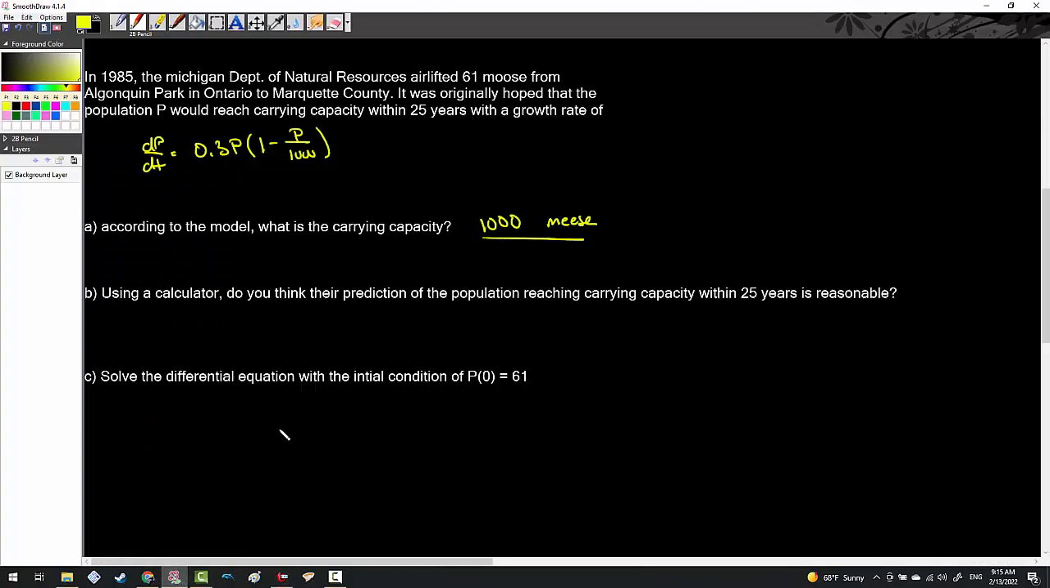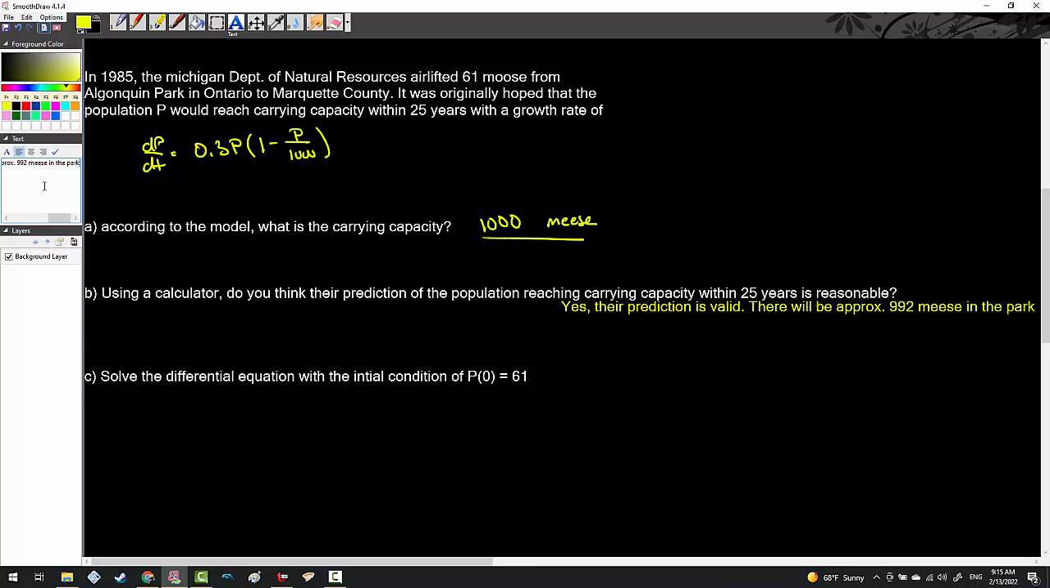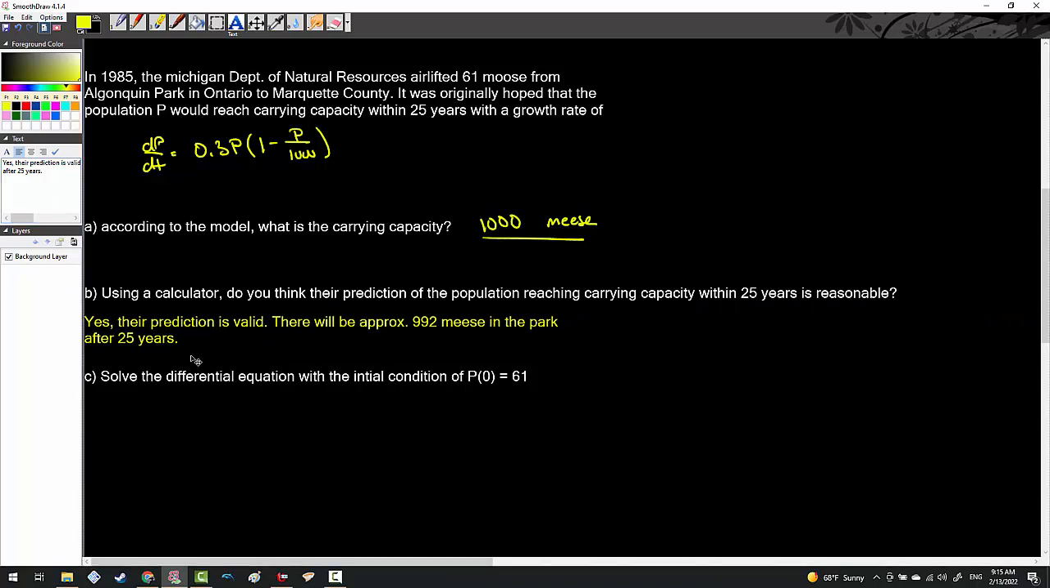So let me go ahead and write that down. I think it's very reasonable that within 25 years they would probably reach their carrying capacity. 992 isn't far off from 1,000. So I think yes, their prediction is valid. There will be approximately 992 mies in the park after 25 years. So I think that's pretty good. Good job, Park.